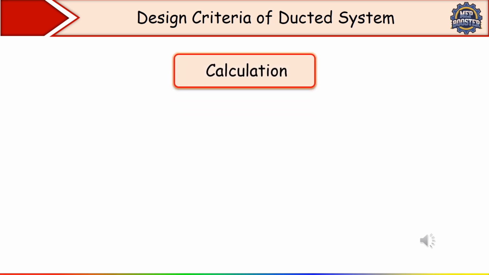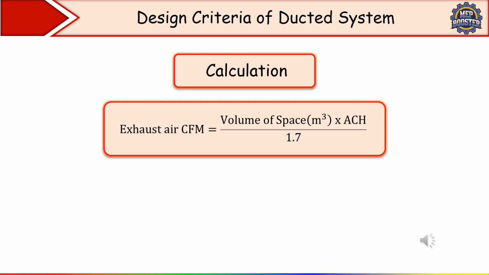Now see here how to design a ducted ventilation system. What is the formula we are using to find how much air we have to exhaust from the basement or from the car parking area? For that we have a formula here. To find out the exhaust air CFM, the formula is: volume of space in meter cube into ACH, air changes per hour, divided by 1.7. So this is the formula to find out how much air we have to exhaust from the basement. With the help of this formula you can easily calculate it.